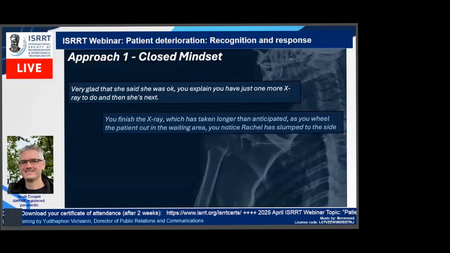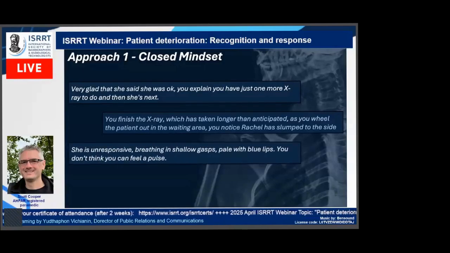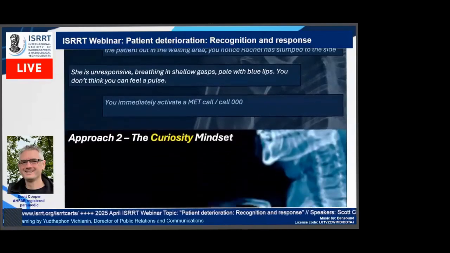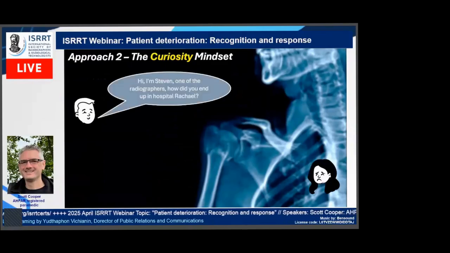And when you do eventually get outside, you notice that Rachel is slumped to the side. You get closer and you realise that she's unresponsive, breathing in shallow gasps. She's pale with blue lips, and you don't think you can feel a pulse anymore. So you immediately activate a MET call or call 000, which is the emergency response number in Australia.